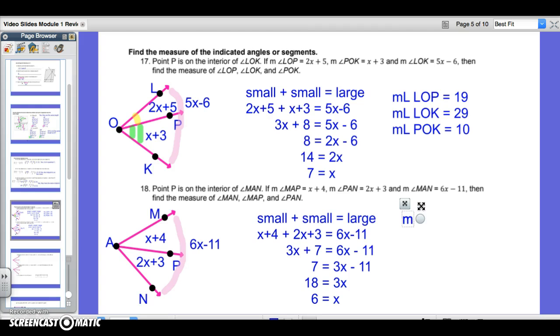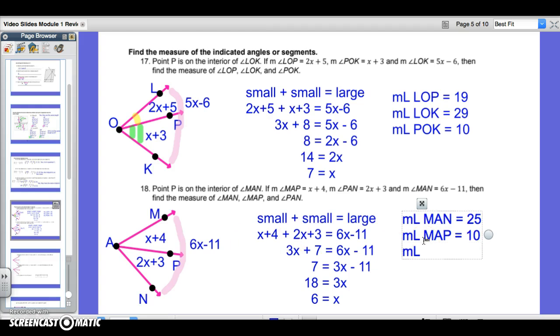So the measurement of angle MAN is going to be the big angle, and that's the 6x minus 11. So I'm going to plug in 6 right here. So 6 times 6 is 36, so minus 11 is 25. The measurement of angle MAP is equal to just x plus 4, and x was 6, so 6 plus 4 is 10.